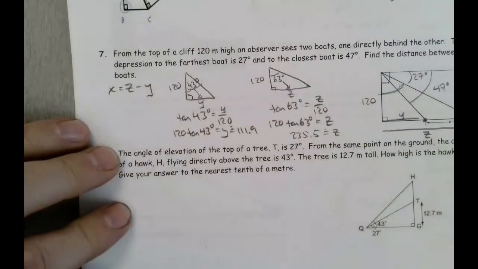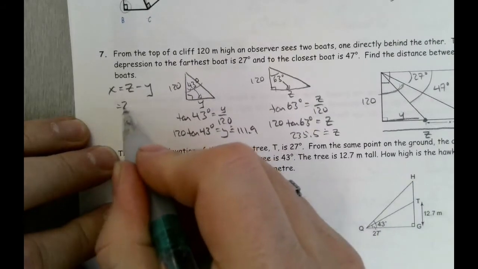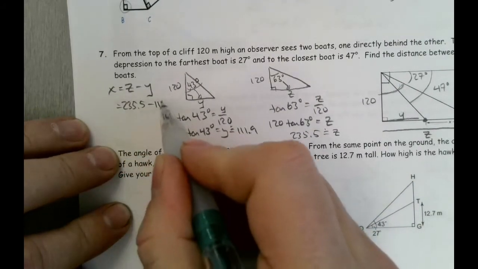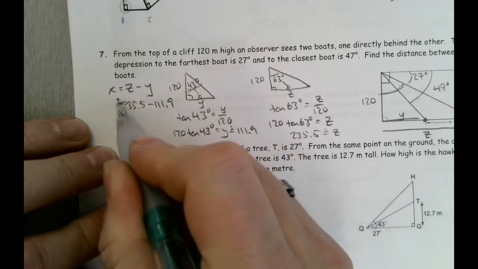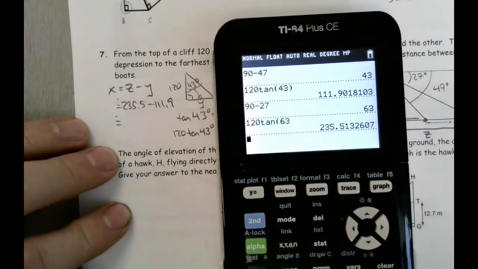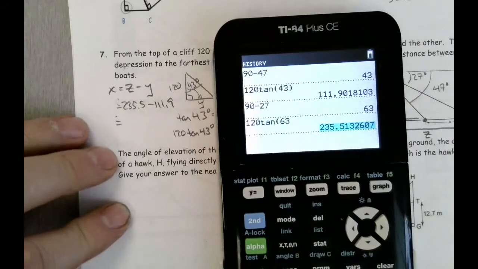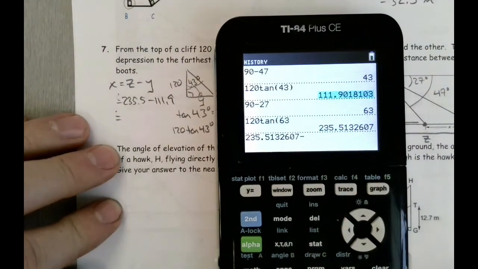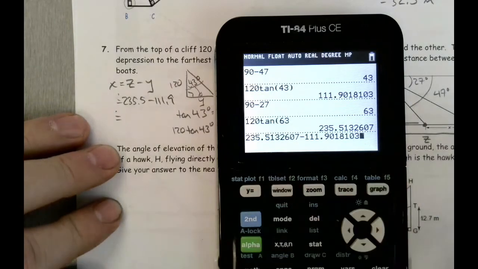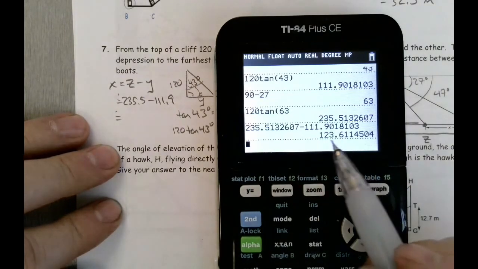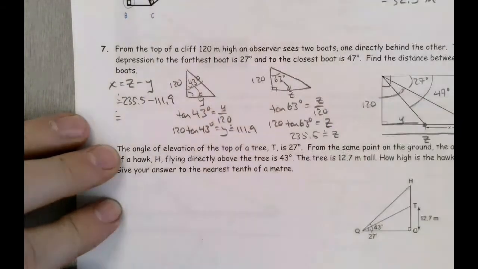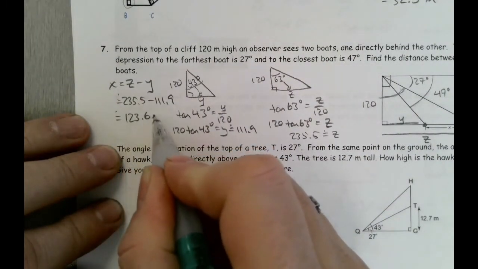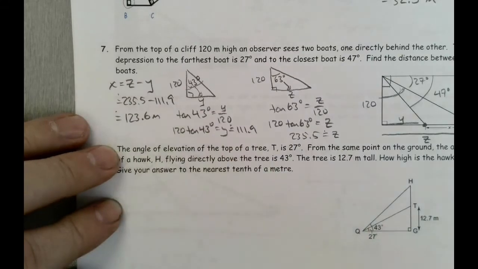Approximately. So now, over here, I can do 235.5 minus 111.9. Except when I do my calculator, I'm going to go up here, I'm going to grab that number, minus, and then I'm going to go way up here, grab that number, and let the calculator handle all that. And so I get 123.6. 123.6 meters is what we're looking for in that problem.